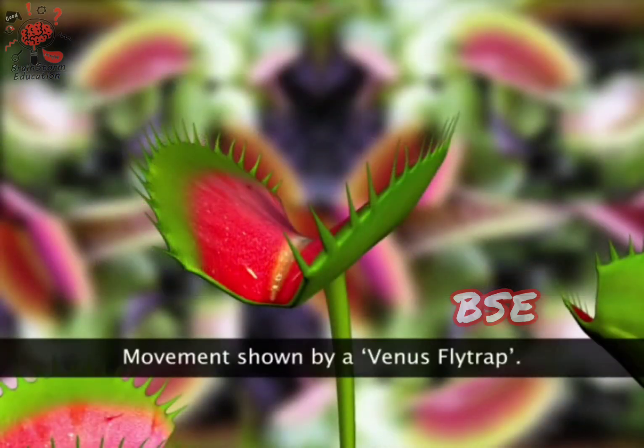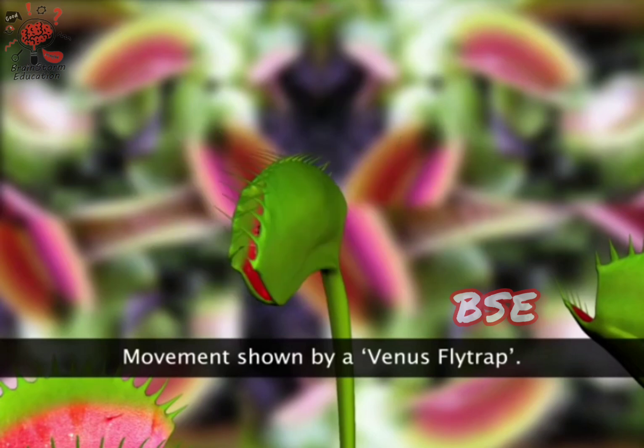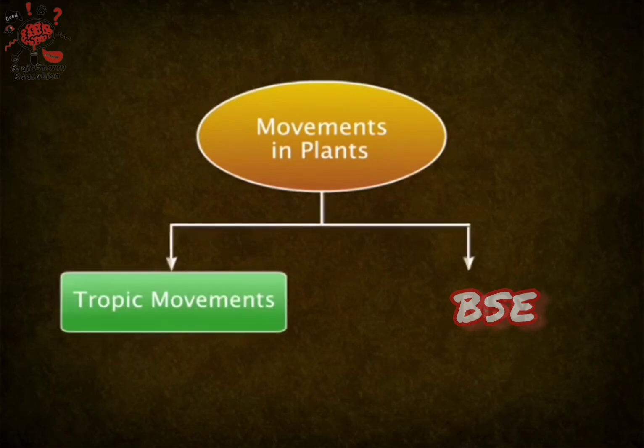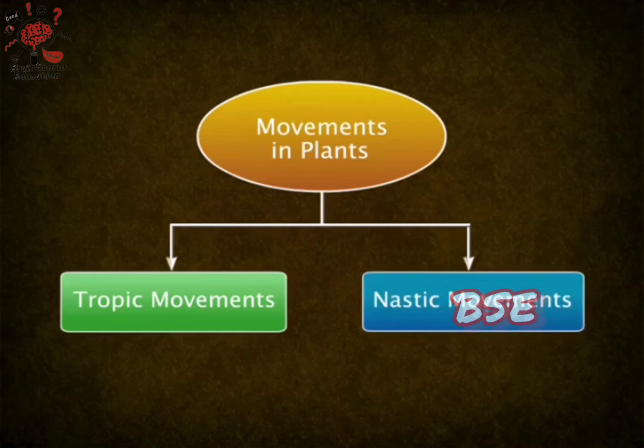Plant movements are slow and hence can't be observed instantly. But there are a few exceptions. Look at this Venus flytrap plant. The leaf closes instantly when an insect sits on it. Movements in plants are classified into two categories: tropic movements and nastic movements. Let's learn more about movements in plants.